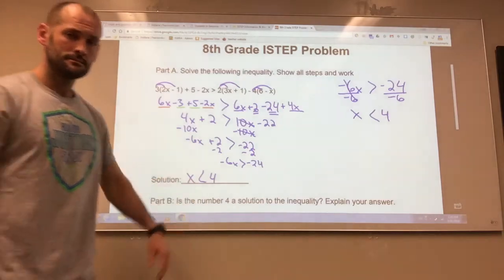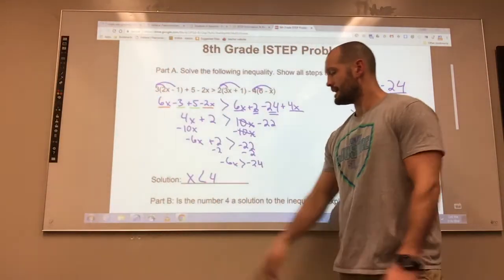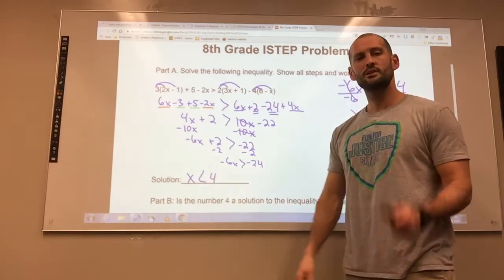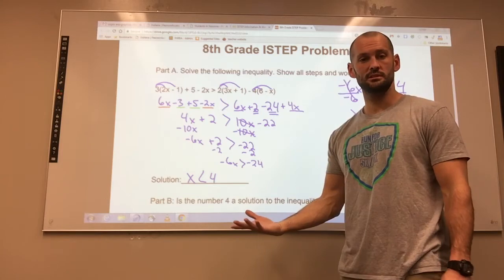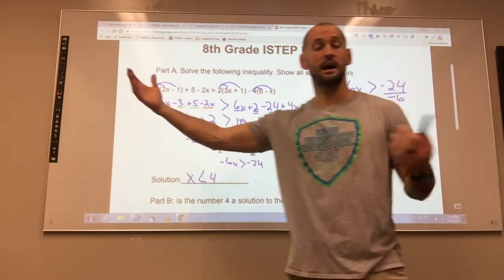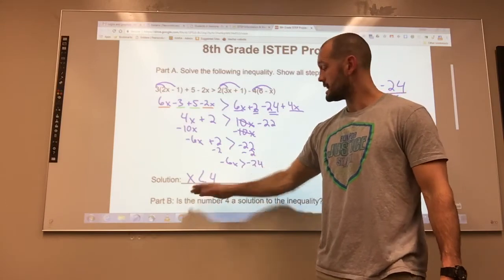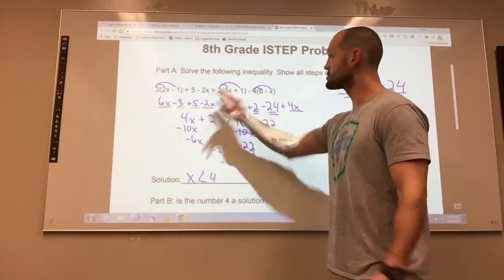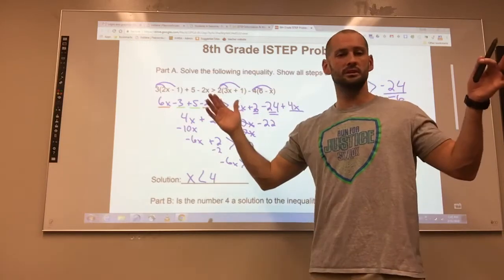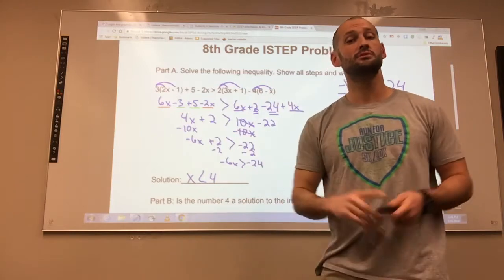What does that really mean? Because we're going to need to know that for the next two parts. x is less than 4. Do you know that an inequality most often has an infinite number of solutions? Infinite meaning it doesn't stop. This means any number less than 4 will work in this problem. It'll make a true statement at the beginning. Any number you can think of that's less than 4 will make a solution, will make a true statement.